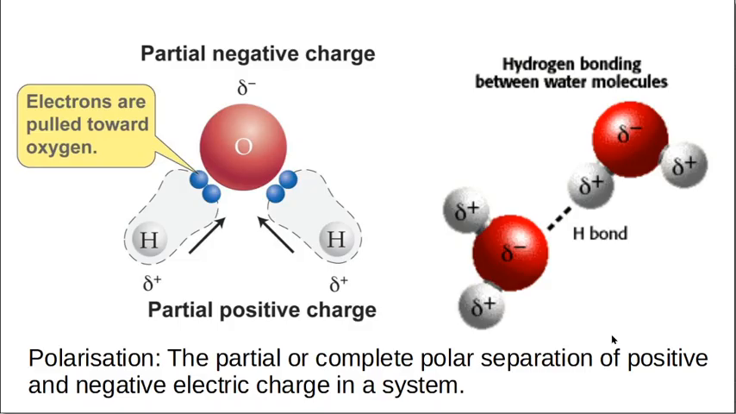So this is just another example of what it looks like, the polarization, another representation of it. They like to use this little delta to show you that it's a partial charge. And this is actually what happens to water molecules when they meet each other. This oxygen is slightly negatively charged, and it has a force of attraction, an intermolecular force of attraction to other water molecules, but they're attracted towards the slightly positive side.